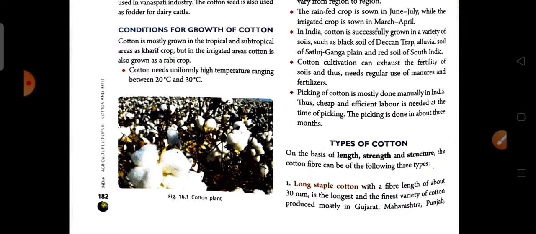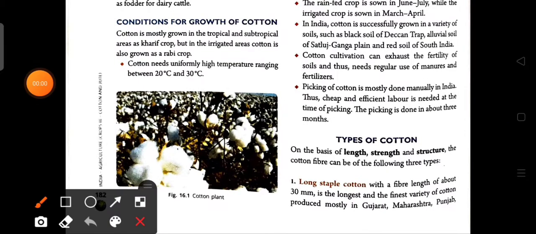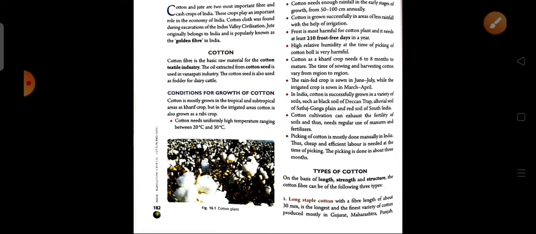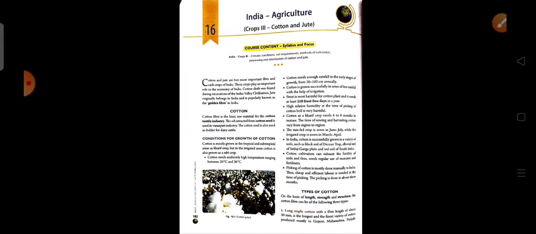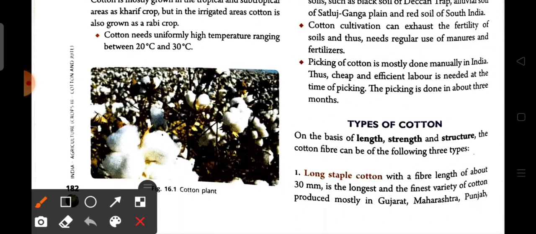So now we are going to discuss the types of cotton, based on length, strength and structure. On the basis of length, strength and structure, it is divided into 3 types. What are they? They are the long staple cotton, the medium staple cotton and the short staple cotton. Now we are discussing them one by one. The first one is the long staple cotton.